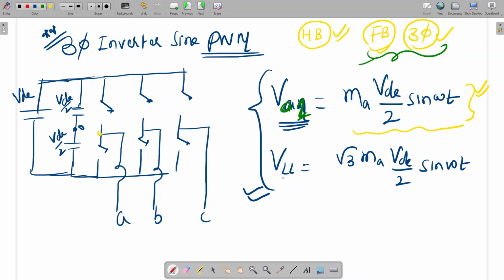What will be the line to line value? So line to line will be root 3 times phase. So that will be root 3 MA VDC by 2 sin omega t. Is it clear? So this also you have to memorize. Should I proceed further? Yes, sir.